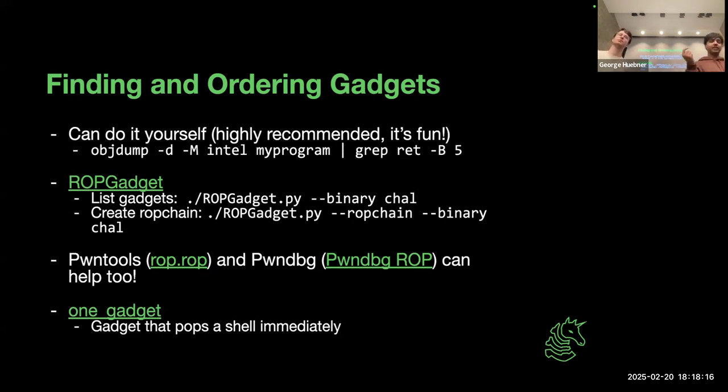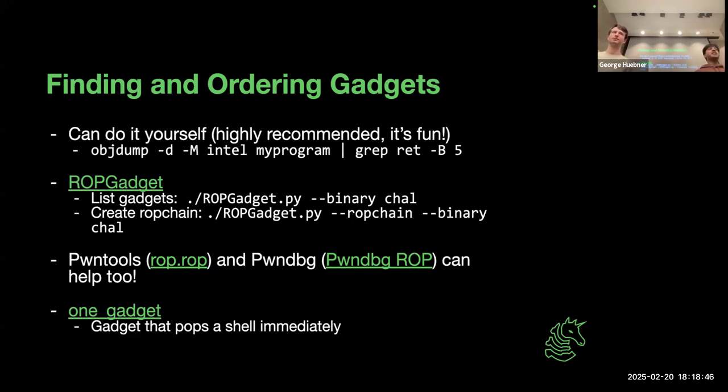So the first way you can do this is you can just look through the program yourself. You can just straight up open the assembly and look, which is the most fun way, right? It builds character. Or you can make it slightly easier on yourself by grepping for rets and then getting 5 instructions before that ret to just see any gadgets you can find.